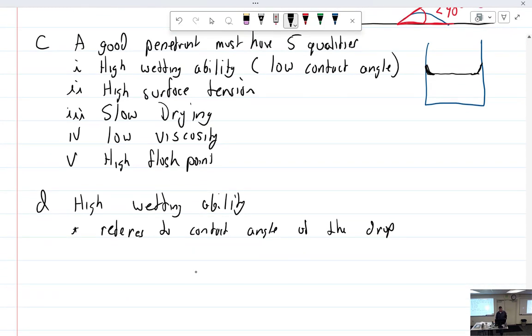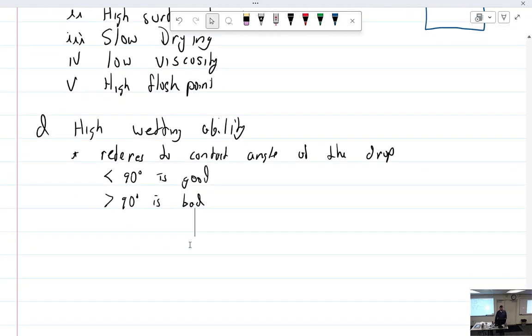So less than 90 degrees is what? Good. Greater than 90 degrees is bad. We don't want the drops to sit on top of the surface. It goes back to my analogy of your car: if you put ceramic coat on it, when you wash the hood, it all beads up, it doesn't hardly want to touch the surface, and you think, wow, that's cool. Not cool for a dye penetrant inspection. High surface tension.